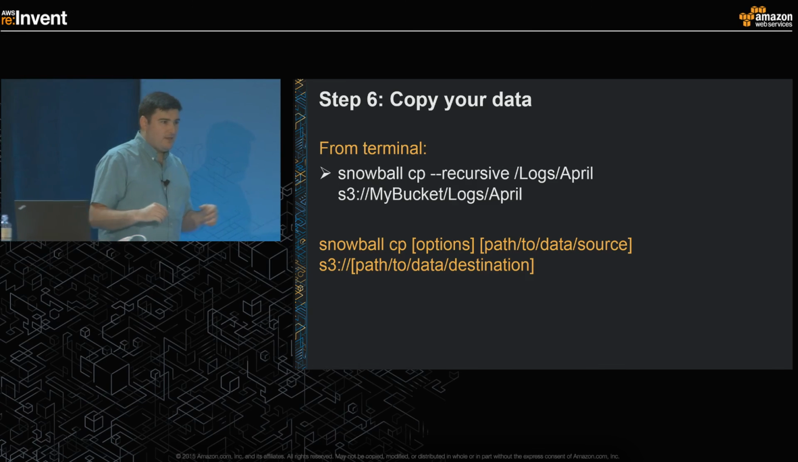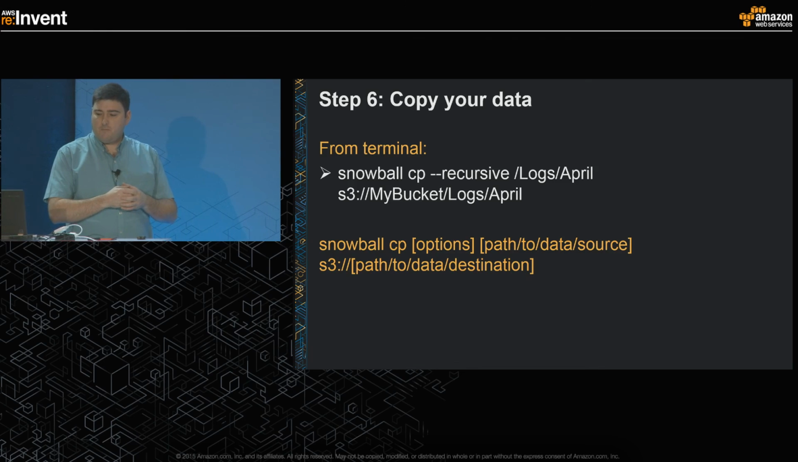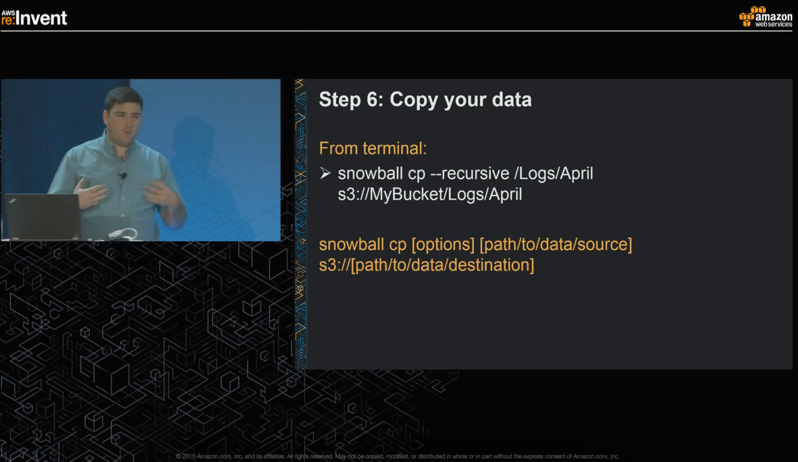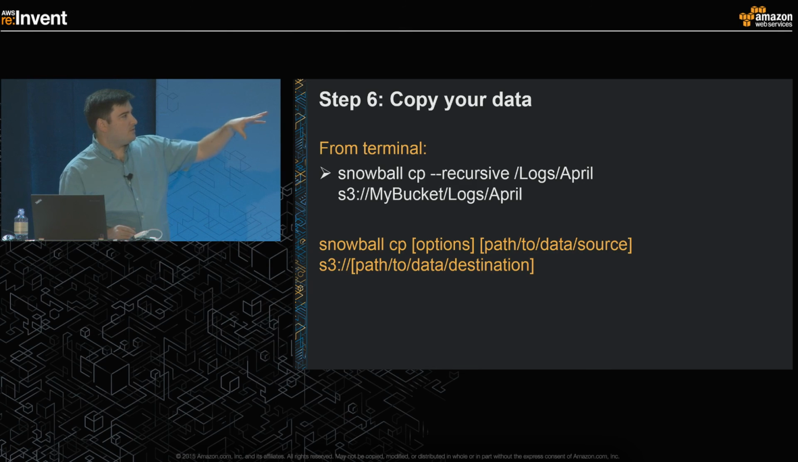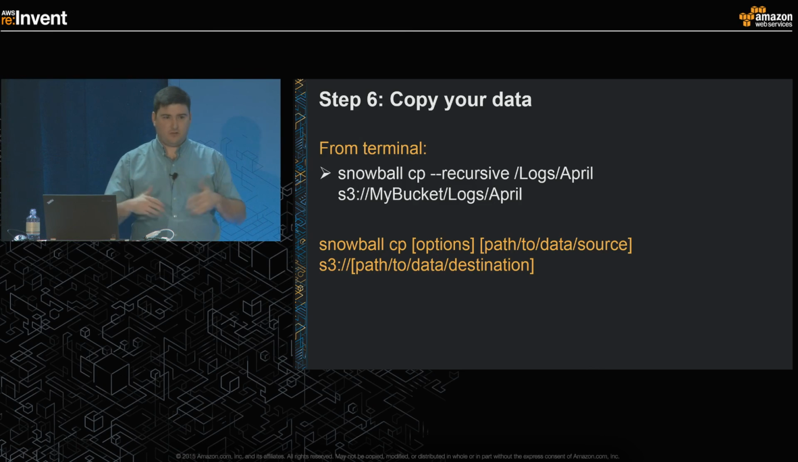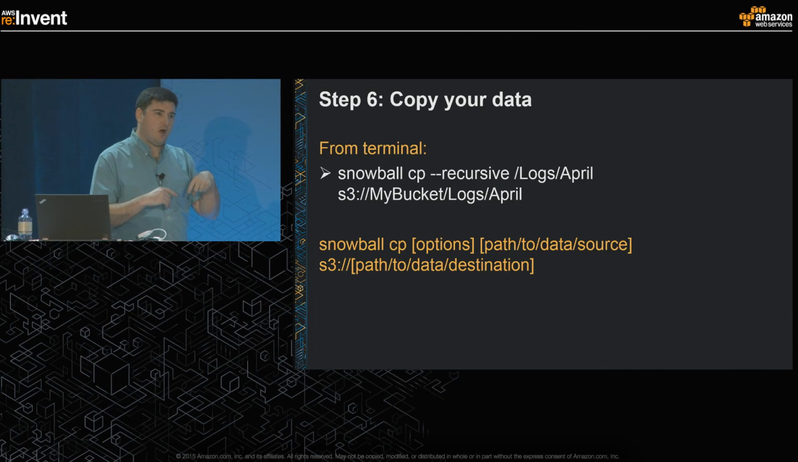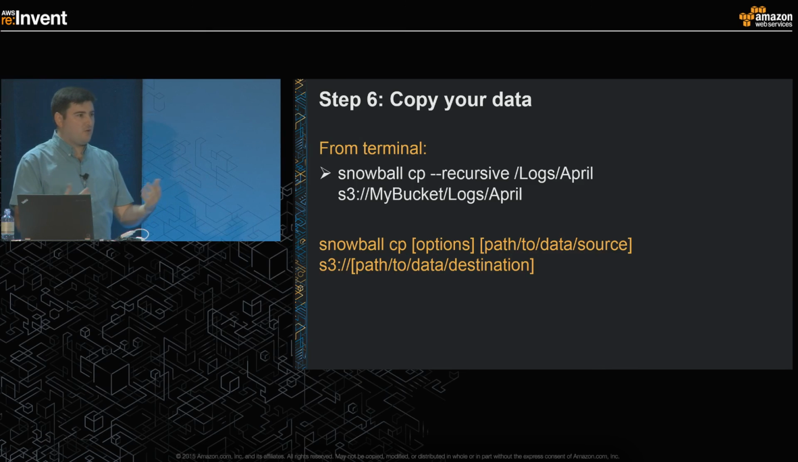The second step, and there are a lot of other commands that you can do as well, but this is the key normal step, is to point the Snowball client at your data source and copy it. What we're doing here is a Snowball copy. We're doing a recursive directory copy of the /log/April directory, so that's our source data, and we're pointing it at the S3 bucket that we chose. In this case, S3 : my bucket logs April. If you had multiple S3 buckets that you specified back in that job creation step, all of those would be available as destinations you could copy to. You could also do a Snowball ls and see what buckets are on the device.